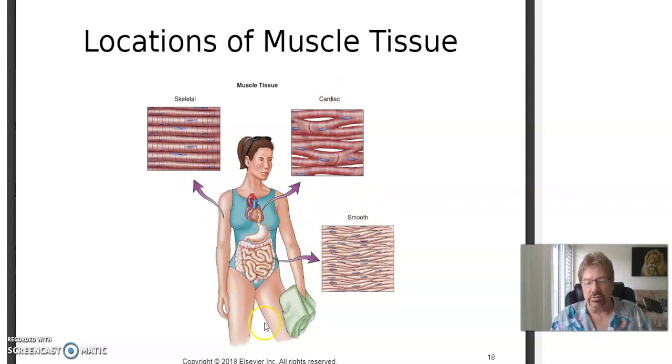Smooth muscle is found all throughout the body in a lot of places, but one place is it lines the intestines, and that's where they've shown this. This is the small intestine here.